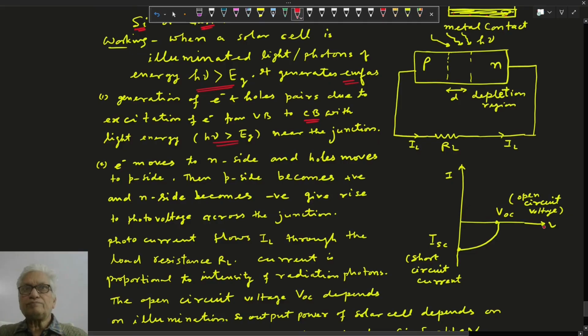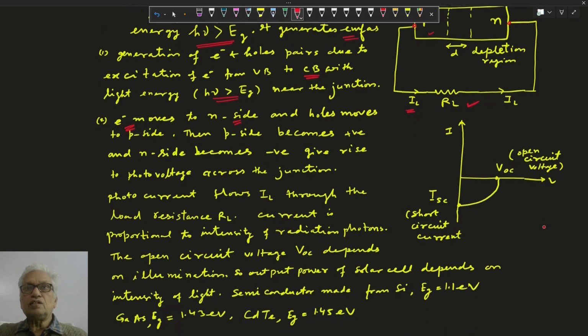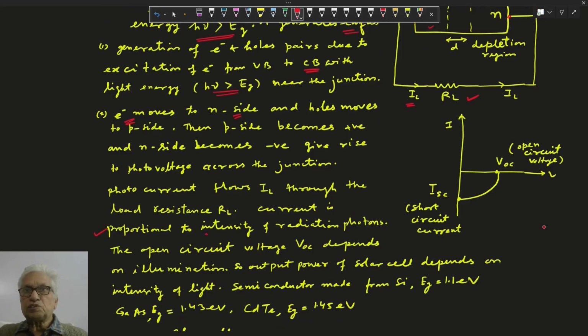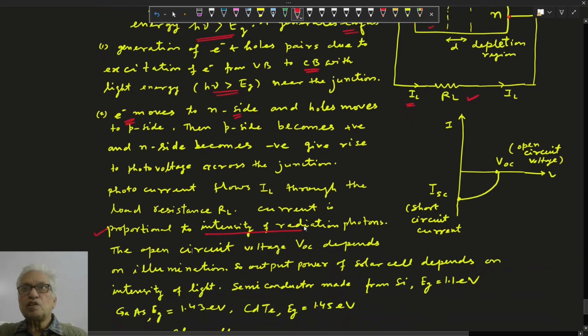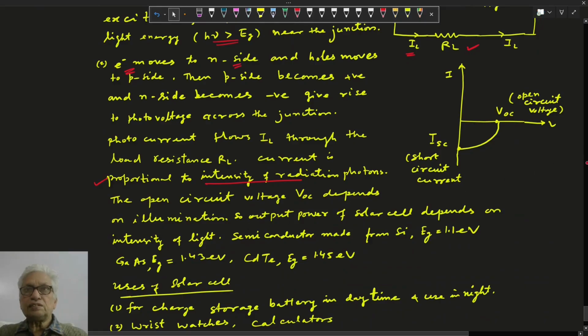What happens here? Electrons move to the N side and holes move towards the P side. Because of this, a voltage difference appears across the PN junction: P side has more and more holes, N side has more and more electrons, and sufficient voltage is generated. Because of this voltage difference, a current flows through the load resistance. The current is proportional to the intensity, which means if the intensity of sunlight is more, more current flows in the circuit. So sunlight is converted into electricity.